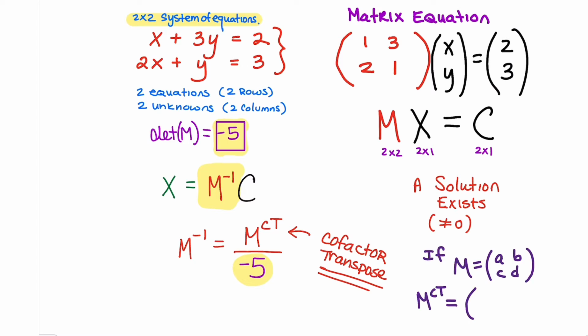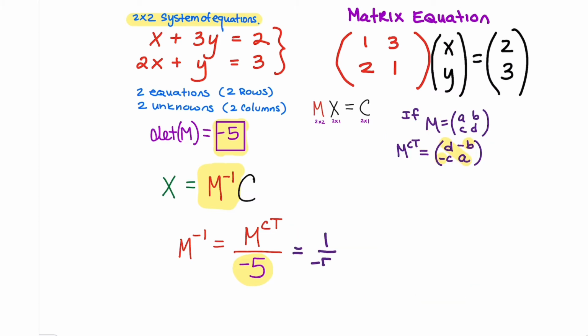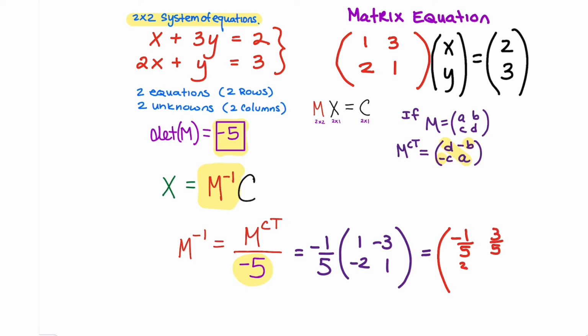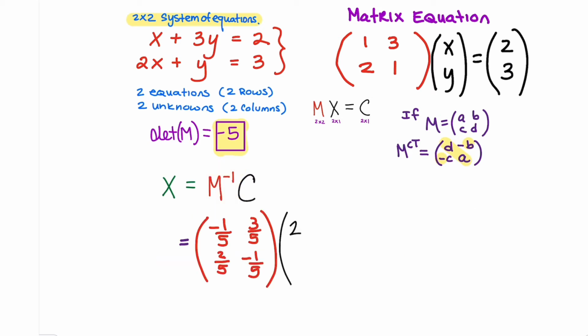So given a 2x2 matrix, if you switch the elements along the main diagonal and negate the other elements in the matrix, you've found the cofactor transpose. So applying that idea to our matrix, 1, 3, 2, 1, switching the main diagonal and negating the other two, and then dividing by -5, which is the same thing as multiplying by -1/5, we get our matrix inverse. And the entries are fractions, which is often the case with finding an inverse.